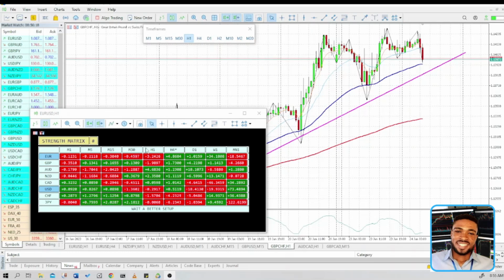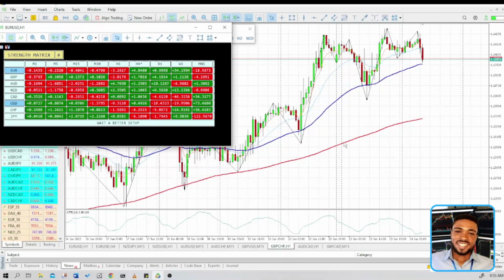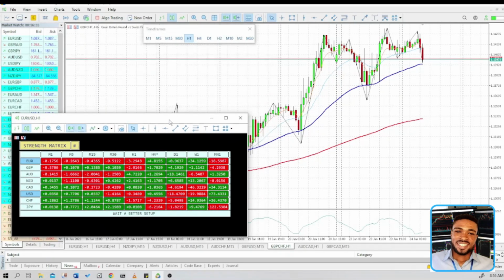I have the currency strength meter here. I have my moving averages here. So if you don't have moving averages, you can plot them on your chart. I have my 200 moving average, 50 moving average, and 20 moving average. Plot these ones and let's continue.